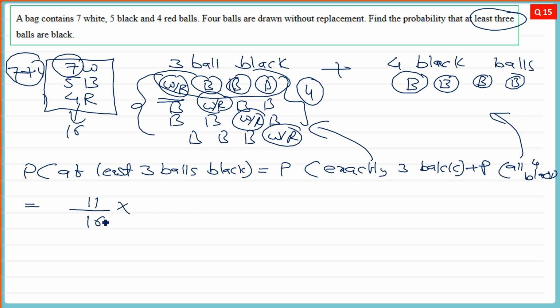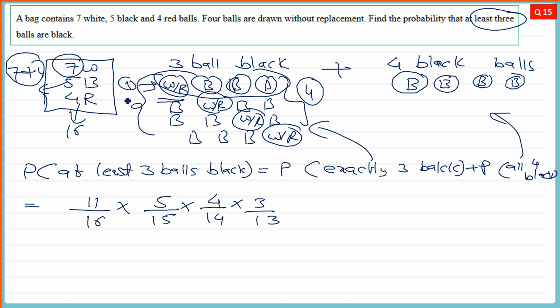Now then next, 3 has to be black, but 1 is already drawn because it is without replacement. So black is how many? There are 5 blacks. So 5 by 15. Now 2 are taken from 16, so 14 are remaining. 1 is taken from black, so 4 are remaining. Now 3 balls are being drawn, so 13 are remaining. 2 out of 5 black balls have been taken, so 3 divided by 13.